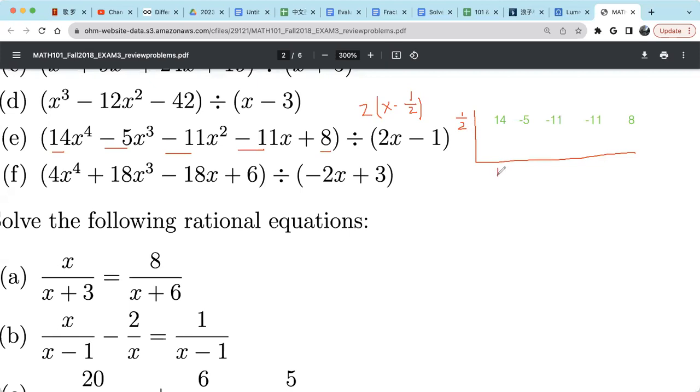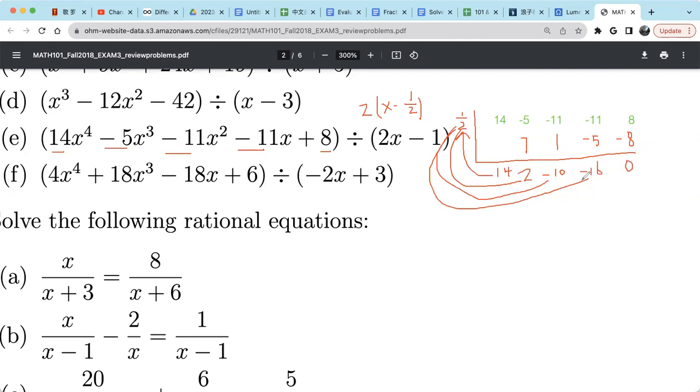Do the same thing, write down 14 underneath. Multiply 14 with a half, that's 7. Add the -5 with 7, that's 2. Multiply 2 with a half, that's 1. Add those two together, that's -10. Multiply -10 with a half, that's -5. Adding -11 and -5, that's -16. -16 times a half, that's -8. Beautiful. You get a 0 again.